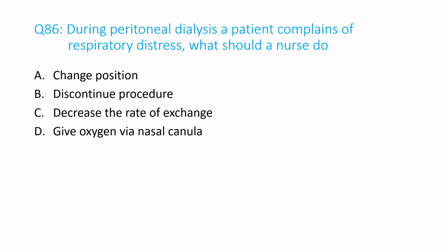And the answer is question number 86. During peritoneal dialysis, a patient complains of respiratory distress. What should a nurse do? A. Change position. B. Discontinue procedure. C. Decrease the rate of exchange. D. Give oxygen via nasal cannula.